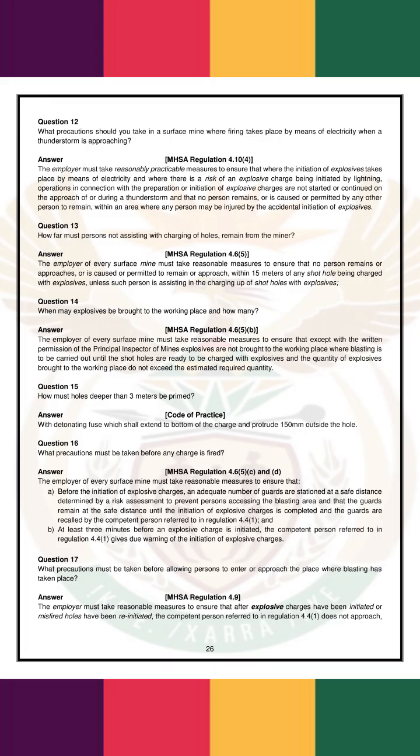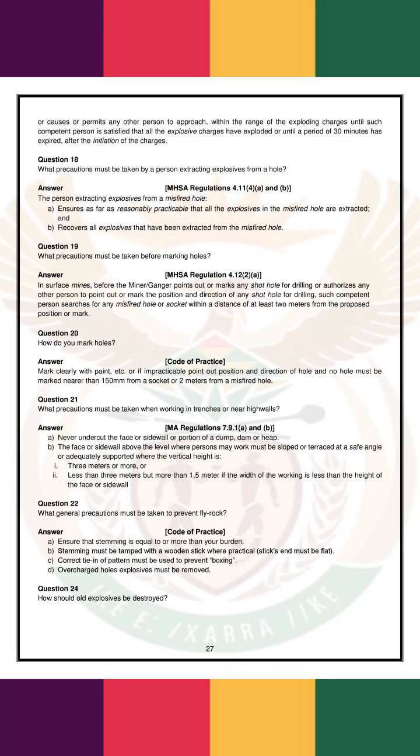Question 17. What precautions must be taken before allowing persons to enter or approach the place where blasting has taken place? The employer must take reasonable measures to ensure that after explosive charges have been initiated or misfired holes have been reinitiated, the competent person referred to in Regulation 4.4.1 does not approach or cause or permit any other person to approach within the range of the exploding charges until such competent person is satisfied that all the explosive charges have exploded, or until a period of 30 minutes has expired after the initiation of the charges.